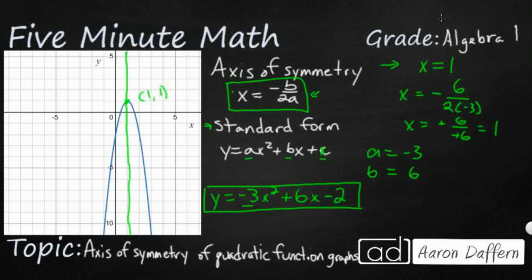So we could have figured this out by just visually looking at it. We also could have figured it out by using this equation right here, as long as we know in standard form what the a and the b are. Let's look at another example.